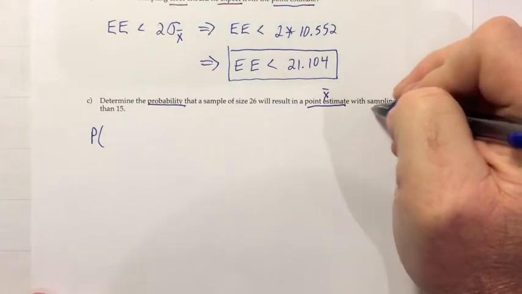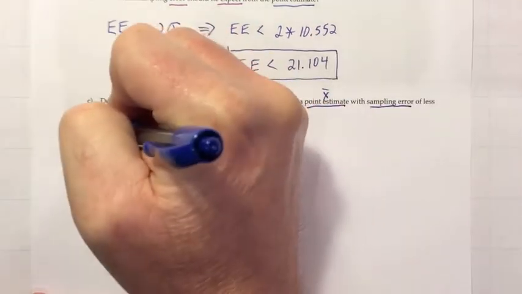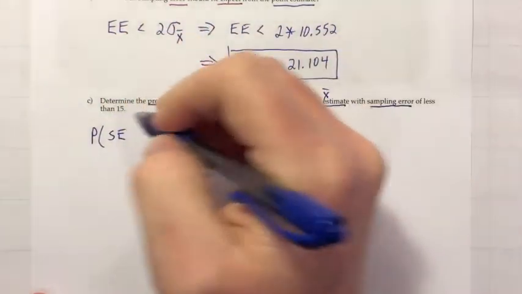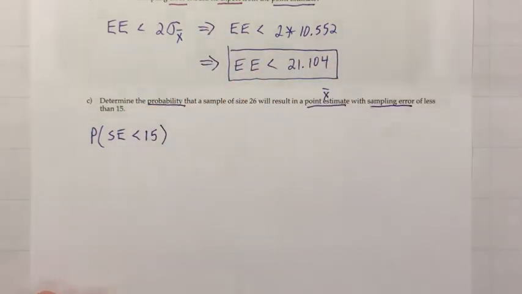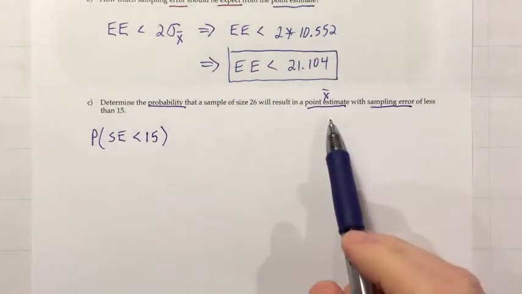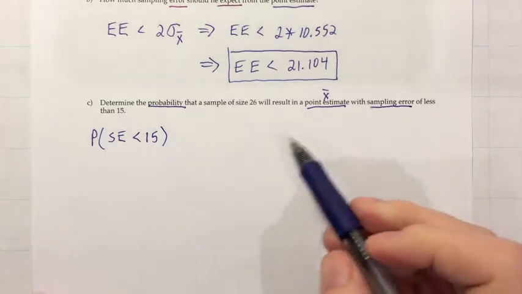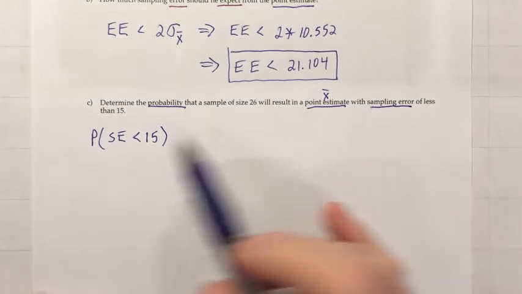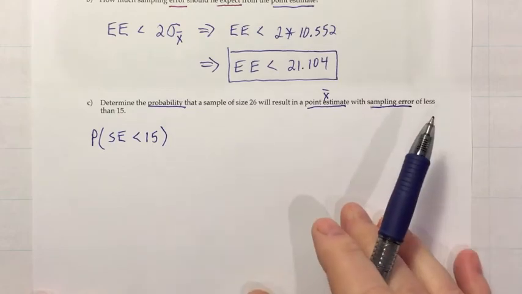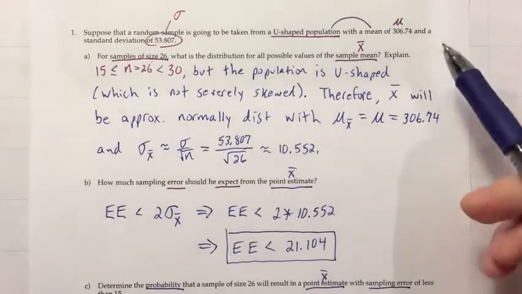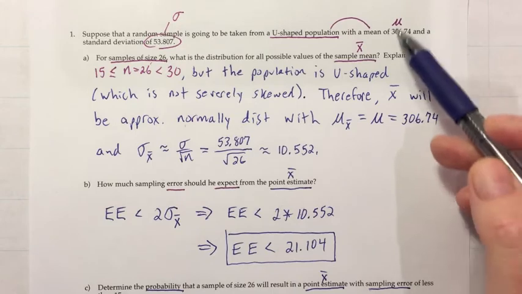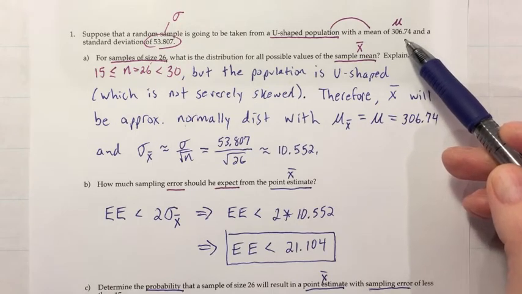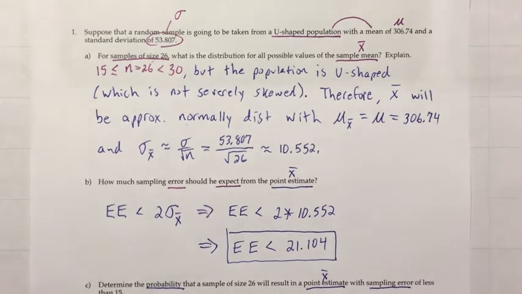But they want the probability that the sampling error, so we'll write an SE for that, would be less than 15. So there's a direct translation of their probability question. But notice that doesn't have the x bar in it, so we have to think about what it means for x bar to have sampling error of less than 15. Well, we're using x bar to try and estimate mu, and we know from up here at the very top that mu is 306.74. So if we come within 15 of that with our x bar, then we would have met the requirement they're asking of us.